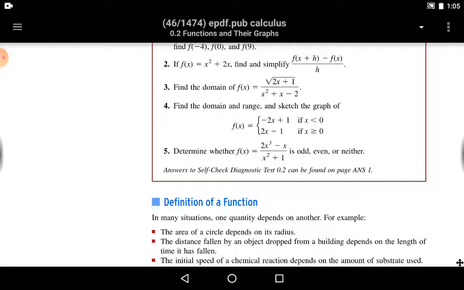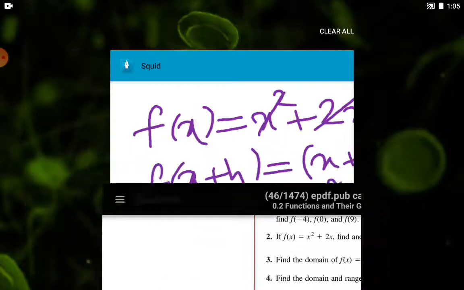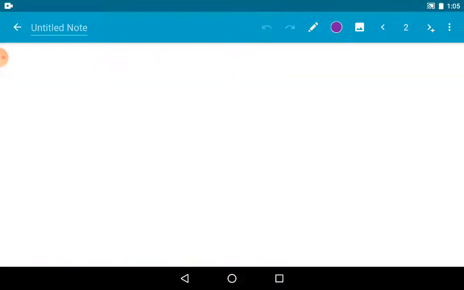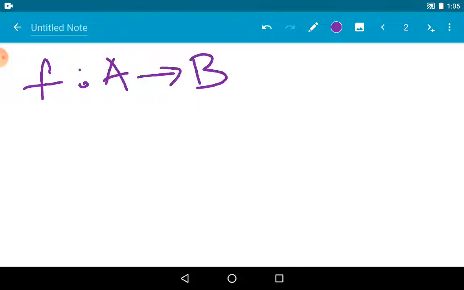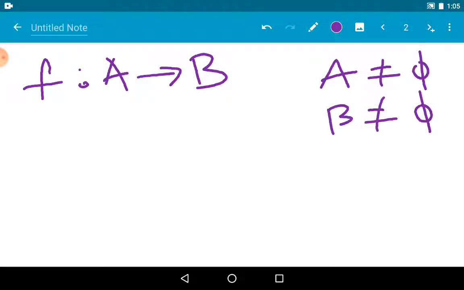Now let's discuss the next problem. Find the domain of f of x. To talk about the domain, first we must understand the definition of a function. Let f be a map from a non-empty set A to a non-empty set B. That is, non-empty means A is not equal to the empty set and B is not equal to the empty set. From A to B we have a function.